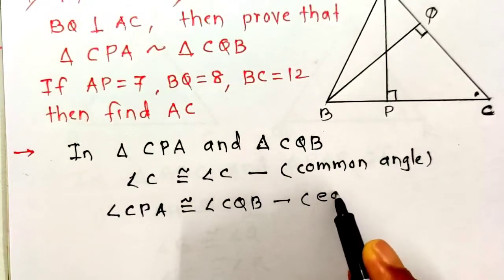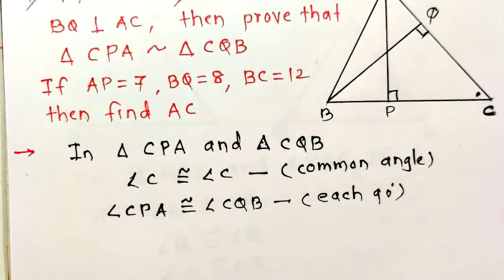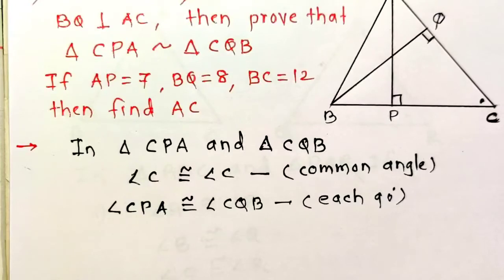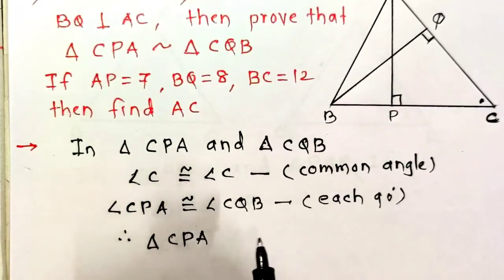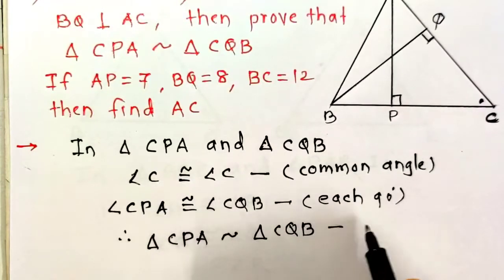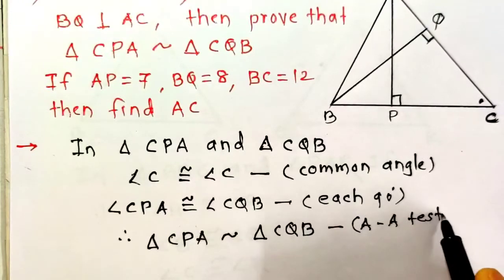Here the reason for each is 90 degrees, or we can write "given." Now in the two triangles, the pairs of two corresponding angles, angle C and angle CPA, CQB are congruent. Therefore these two triangles become similar by the AA test. In most sums we have to use the AA test. Triangle CPA is similar to triangle CQB by the AA test of similarity.